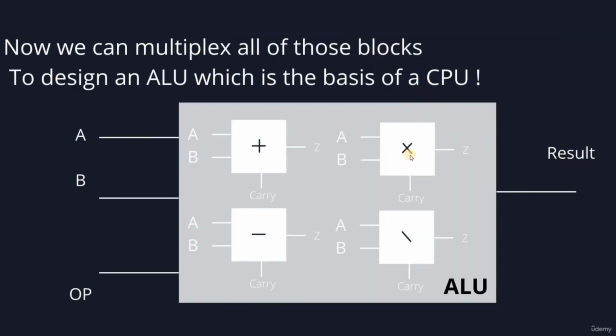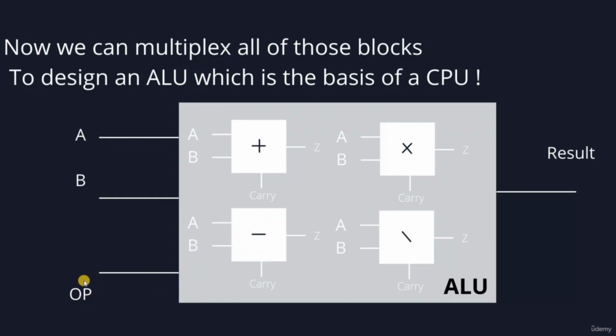Now, if we multiplex all of these together, the multiplication, addition, subtraction, and division circuits, and here we have some operation input. Like we say, if I insert a 0 here, I want you to perform an addition. If I insert a 1 here, I want you to perform a multiplication.